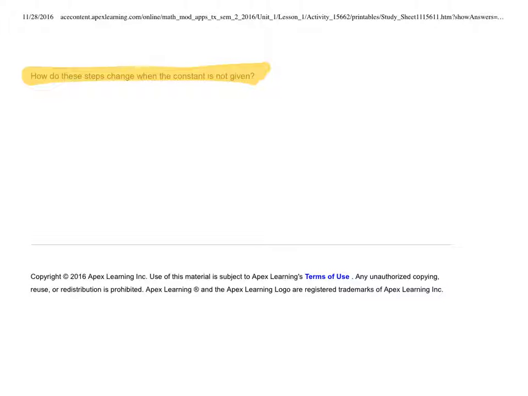Okay, so the next question in the summary is, how do these steps change when the constant is not given? So once again, I'm going to type it up, because if I write it, you aren't going to understand it. So we start very similar to the last one. We're going to determine the type of variation. And what I notice is that with these problems in practice, they go ahead and tell you what type it is. So that's pretty good, because you know how to set up the equation or what equation to use.